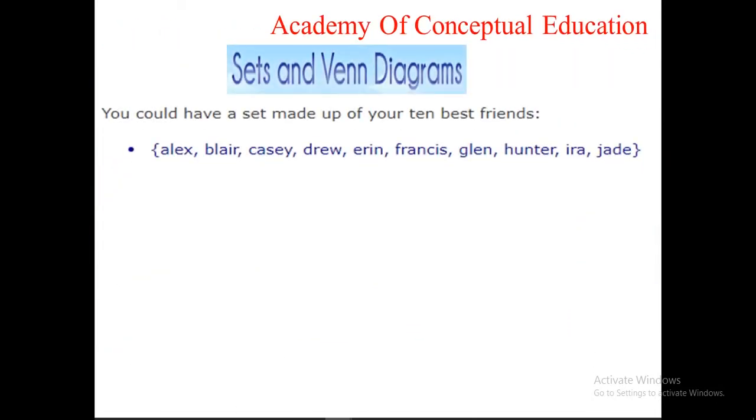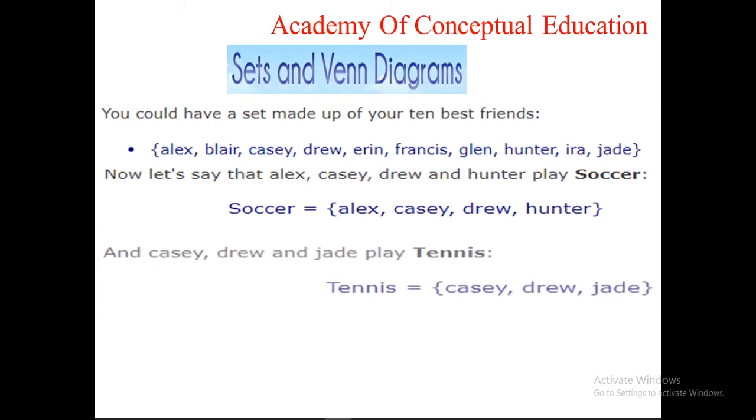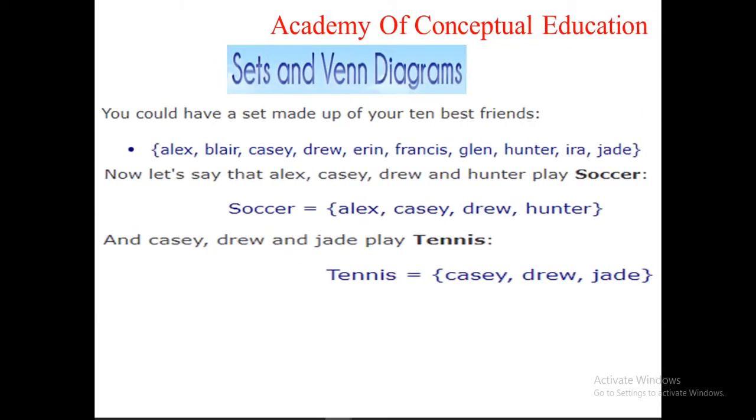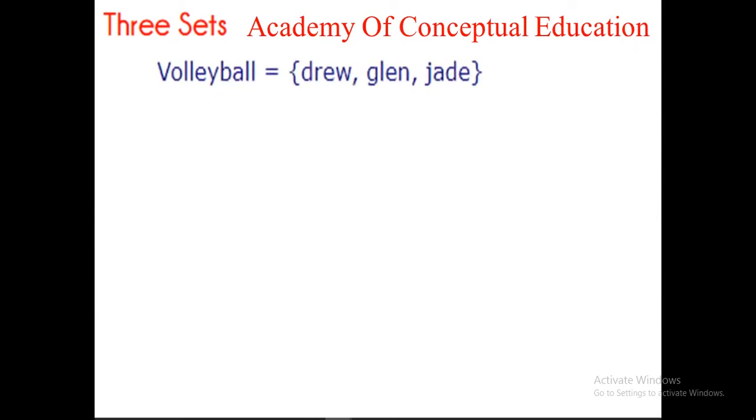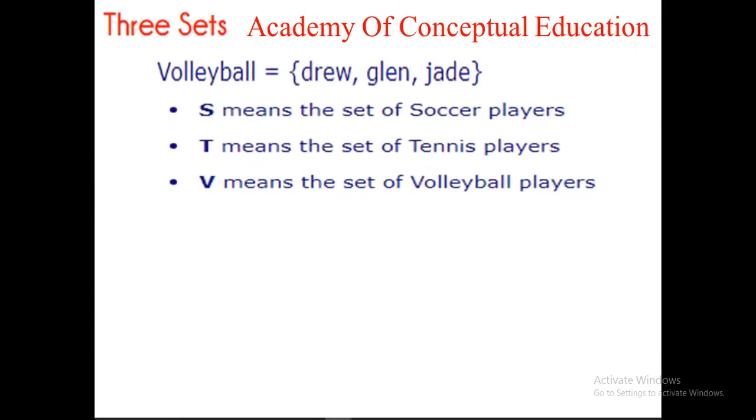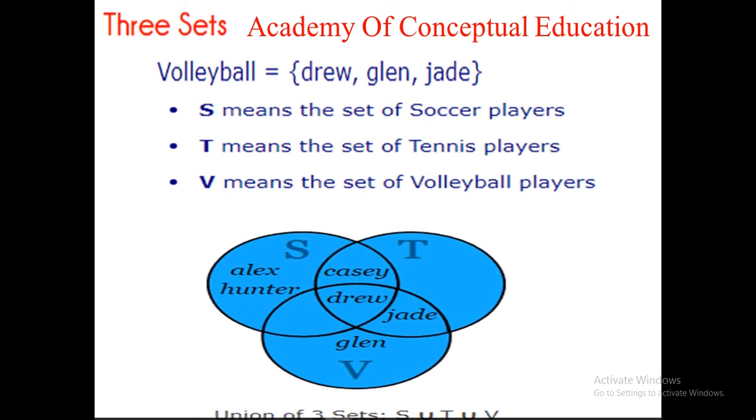Now, in the last class we discussed this example, and we will continue it and try to explain the concept of this Venn diagram. You can see here that this is an example we were discussing, in which we have a few soccer players and a few tennis players. Now let's say we have another set, which is the volleyball set, and these three are the players who play volleyball. Now in this Venn diagram, S will represent the soccer players, T will represent the tennis players, and V will represent the set of volleyball players.